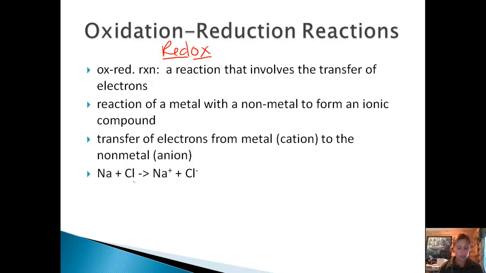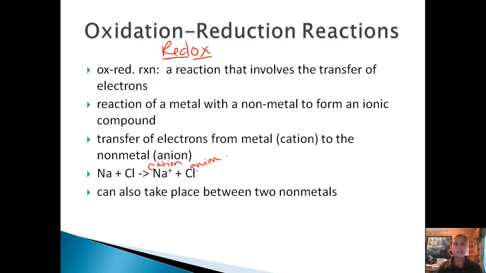So for example, if we take sodium metal and chlorine gas, it'll transfer electrons, making sodium the +1 ion, so this is our cation, and then the electron was transferred to the chlorine, making it the anion. So it's a transfer of electrons. This type of reaction can also take place between two nonmetals, and we'll talk about that when we get more in depth to redox reactions, or when and if you take AP chemistry, but for our purposes it's pretty much a metal and a nonmetal.